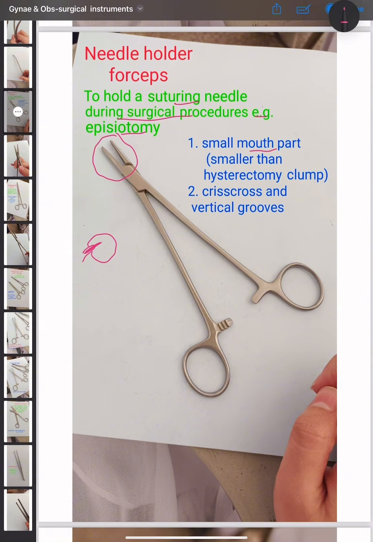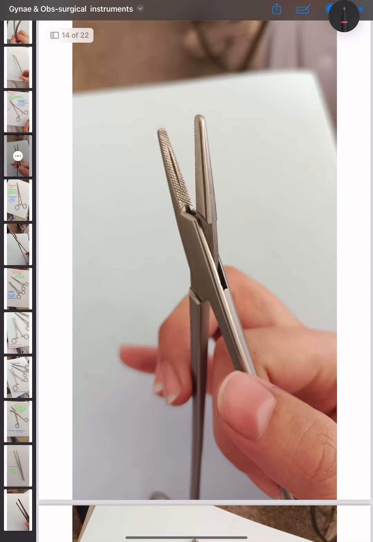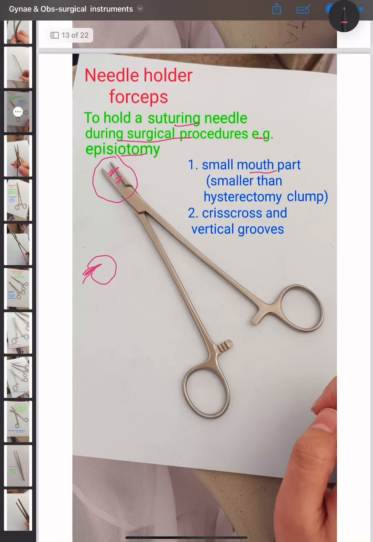The identification point is that it has a small mouth part that is smaller than the hysterectomy clamp, and crisscross and vertical grooves. In this portion, we have crisscross or vertical grooves, as shown here. This is the needle holding forceps. It is used to hold needles during episiotomy or any other gynae procedures.